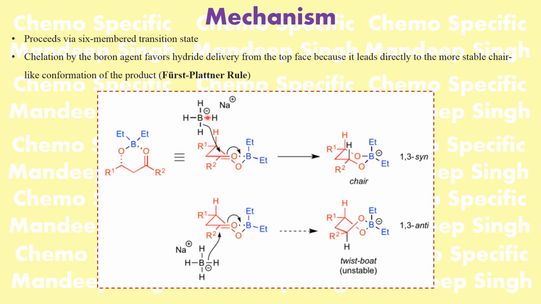So this particular reaction proceeds via a 6-membered transition state, and as I have already said, the boron reagent chelates. So this particular complex can also be written like this. When the hydride is delivered from the top face, it gives you this chair conformer directly. And if the hydride had been delivered through this side, then the reaction would have to go through a high energy conformer.